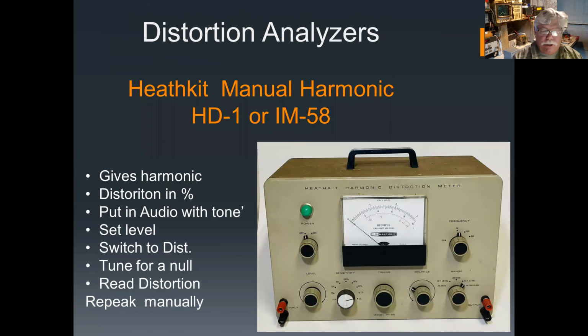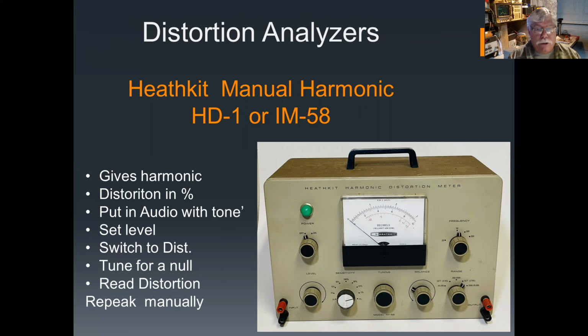Well, if we're going to go into distortion analyzers, and now we're still talking about equipment, it's hard to go wrong with a Heathkit. What, you say, a Heathkit? Yep, Heathkit made a whole string of distortion analyzers. The first group was the manual harmonic distortion analyzers, the HD1, the IM58. They all look the same, have the same knobs on them. There's a big blue one that's kind of low and wide, but they also make an intermodulation distortion analyzer.